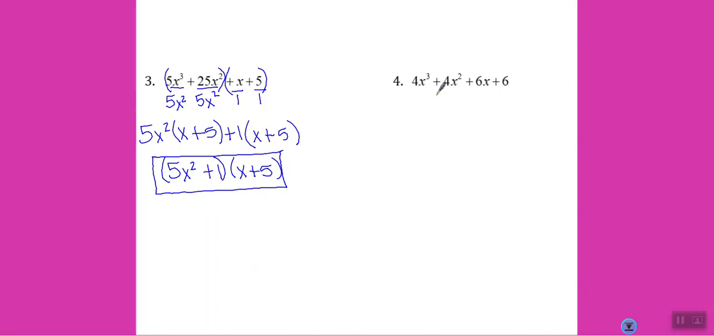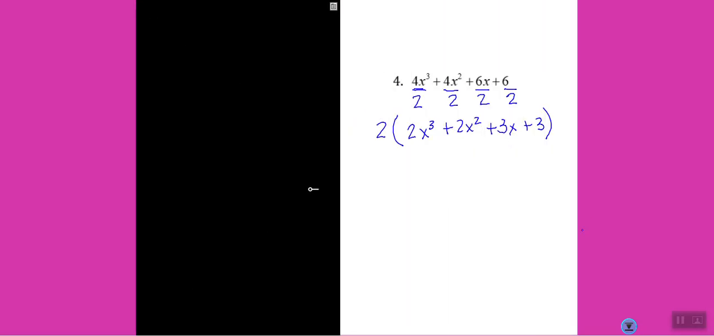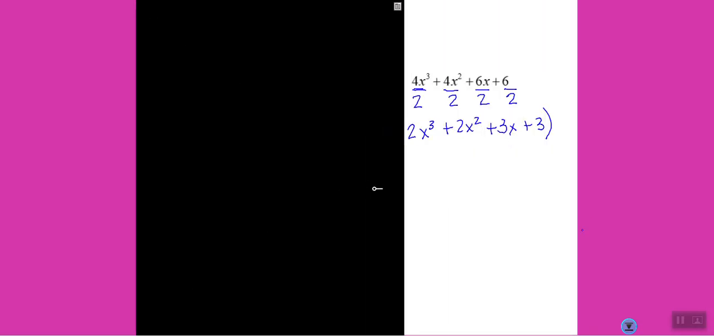And our final example. If you notice, everything here is divisible by 2. So we're going to factor that out first. So we'll have 2 times 2x cubed plus 2x squared plus 3x plus 3. So now we're basically going to ignore this 2 out front and follow our other steps.